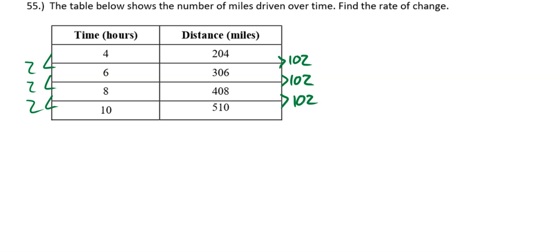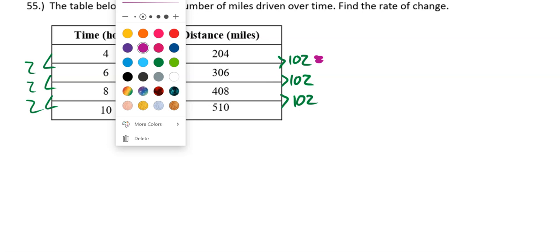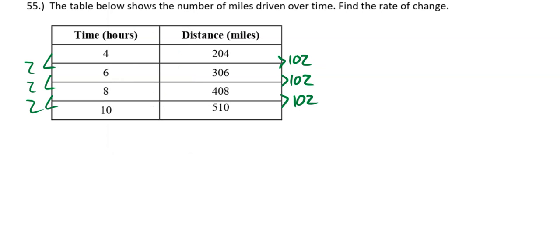As I look at the way the x is changing and the way the y is changing, the rate of change is the ratio of those things changing. The ratio for this one would be 102 over 2. And the ratio for this one would be the change in y, which is 102, over the change in x, which is 2. And the ratio here would be 102 over 2. See, I'm comparing this guy over this guy. And I do that for each of these changes in order to determine the rate of change.